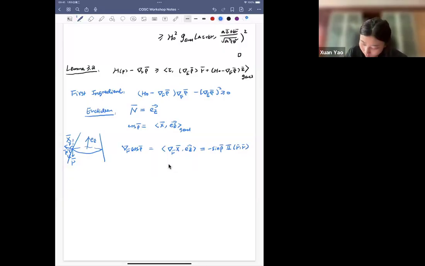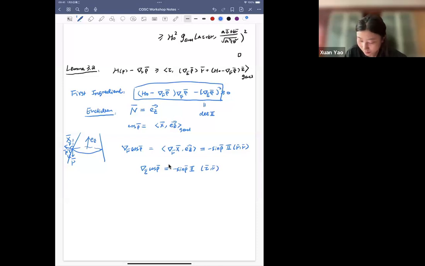And similarly, you can write tau bar cosine rho bar, which equals minus the second fundamental form of tau bar and nu bar. So actually, if you write everything together, this is basically the determinant of the second fundamental form of the boundary of M in the Euclidean metric.